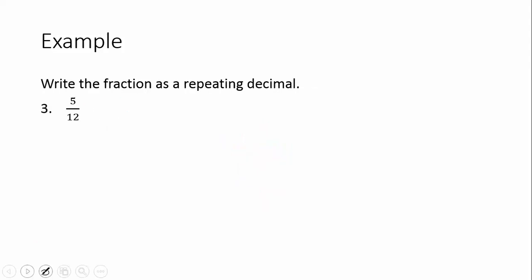Okay, same type of thing here, but now this is going to be a repeating decimal. So a couple of things are going to change. We have 5/12, and we want to tip and divide. So how many times does 12 go into 5? Doesn't go into 5 at all, but it does go into 50. So 12 goes into 50 4 times. 4 times 12 is 48. When we subtract, we get a remainder of 2.